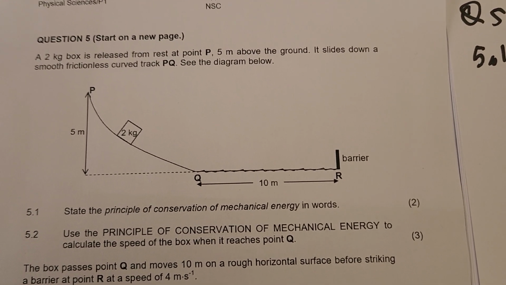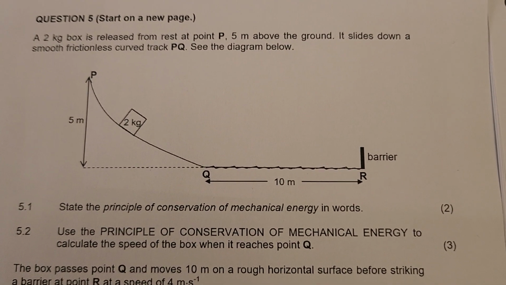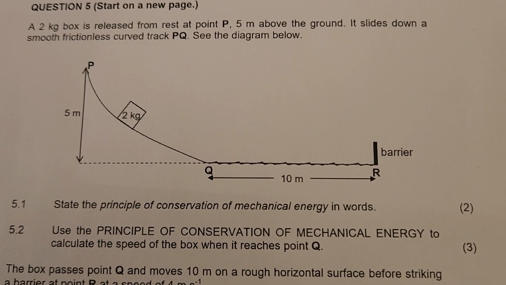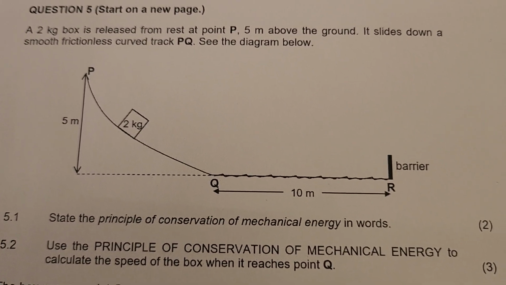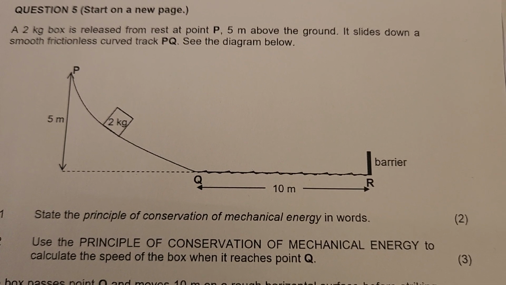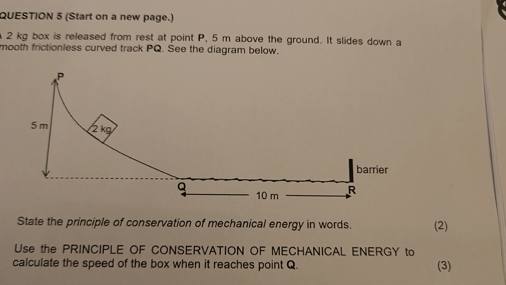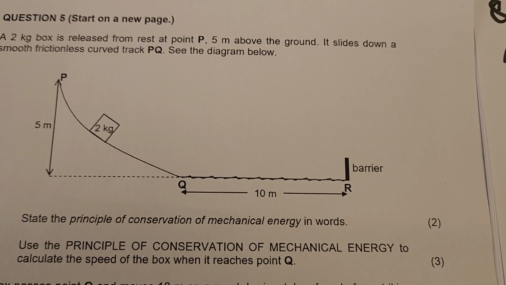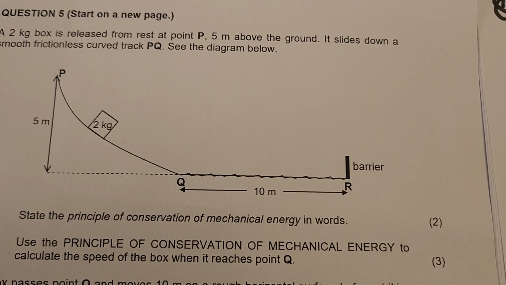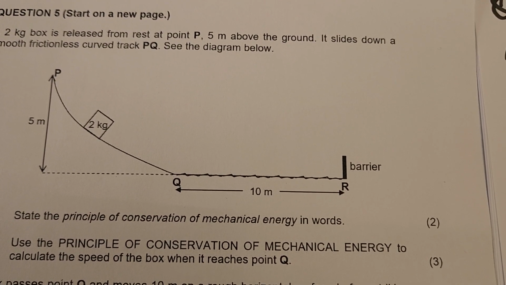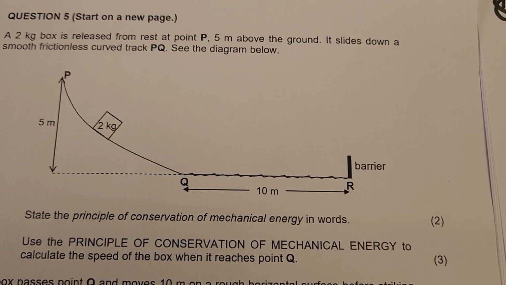Now this is question number 5, again on work, energy and power. The question is saying the 2 kilogram block is released from rest. Underline the word rest, because the initial velocity there is 0. You can just write it. And then at point P, which is 5 meters above the ground, it slides down the smooth frictionless curved track PQ.